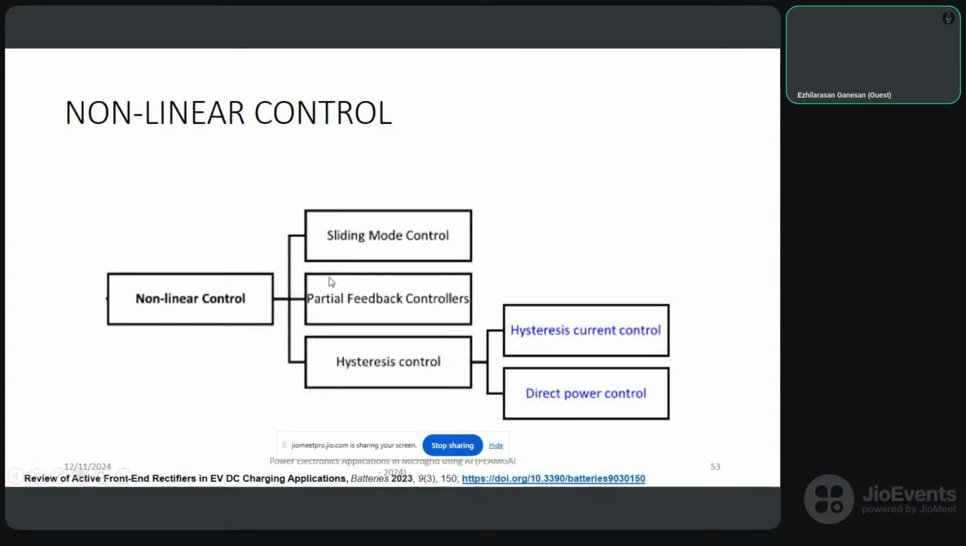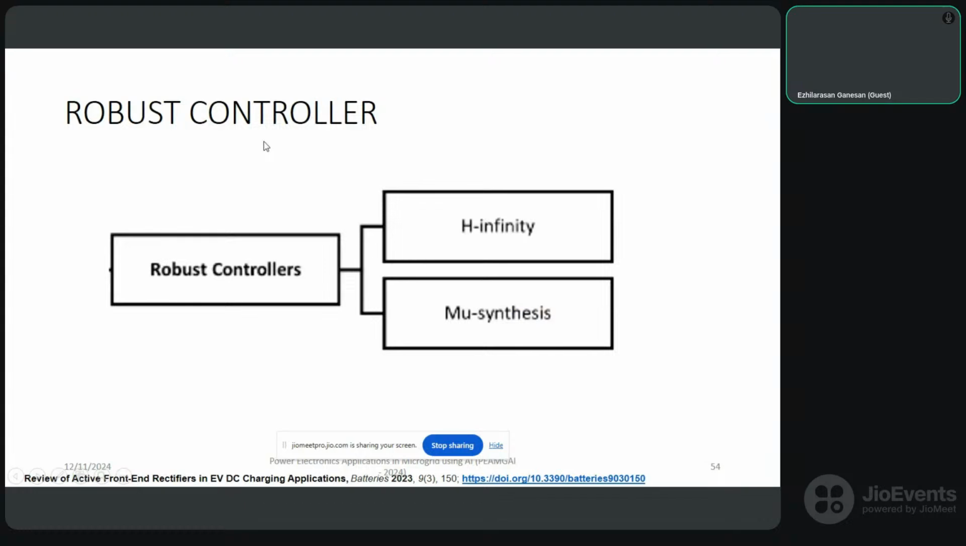When we go for non-linear control, sliding mode control has been there for more than 20 years, as all of you know. There are partial feedback controllers and hysteresis control. In hysteresis control, we can use current control or direct power control. Then we have robust controllers called H infinity and mu controller.